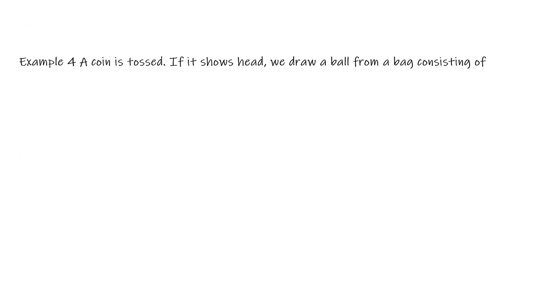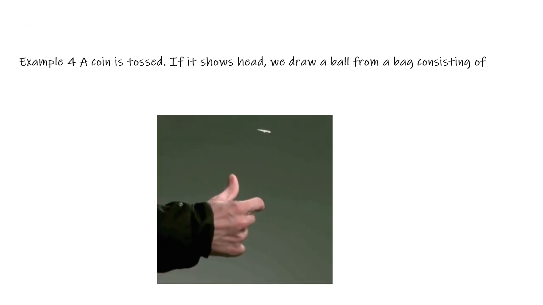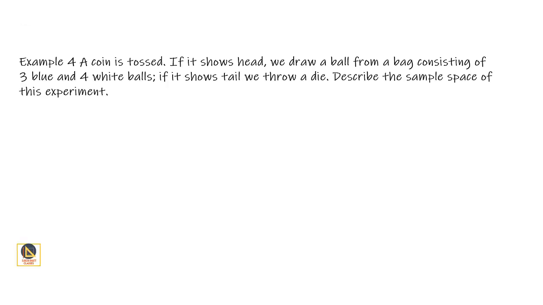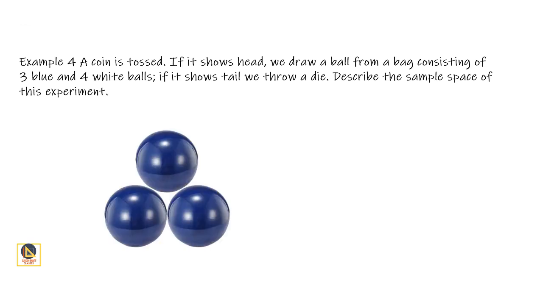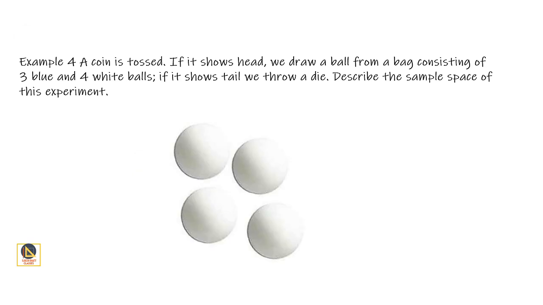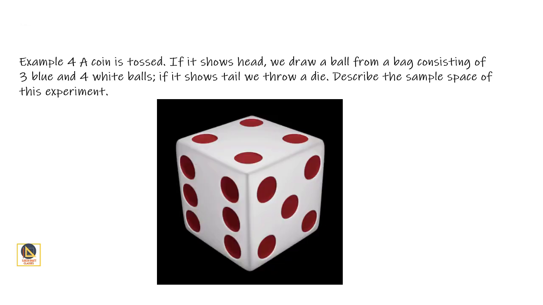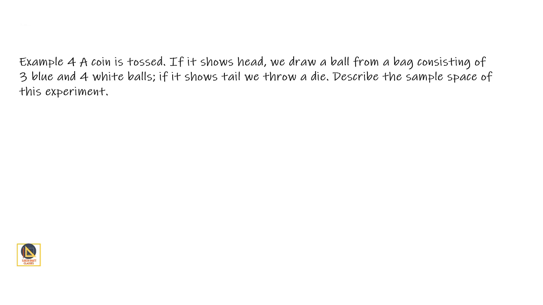We go to the fourth example. A coin is tossed. If it shows head, we draw a ball from a bag consisting of 3 blue and 4 white balls. If it shows tail, we throw a die. Describe the sample space of this experiment. So we do like this. We toss a coin, then there will be two outcomes: head denoted by H and tail denoted by T.